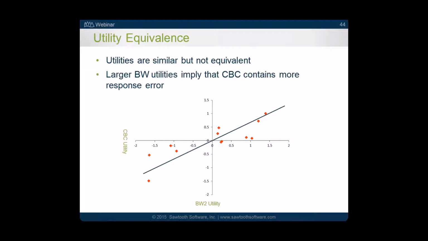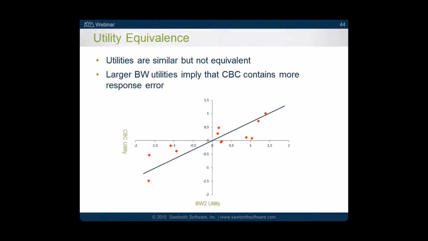All I've done here is graph the choice-based conjoint utilities versus the best-worst case 2 utilities. You can see they line up sort of on the diagonal line. Two things to note. Those points are far enough off the line that we would say the two sets of utilities are significantly different. When we run a stats test, we find that those are not the same set of utilities. They're very similar. They're correlated at 0.9 or higher, but they're not identical.